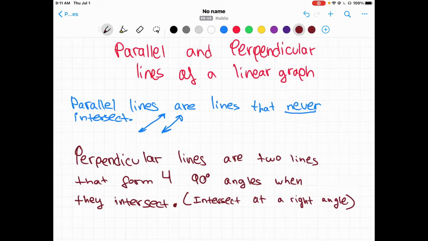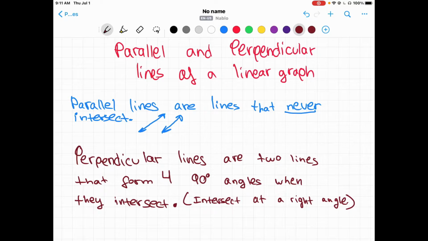Everybody, and welcome back to another video. In this week's video, we're going to learn how to find parallel and perpendicular lines of a linear graph using the equation given. Before we start, it is very important that you have watched all of our other videos on linear equations and that we know what parallel and perpendicular lines are.